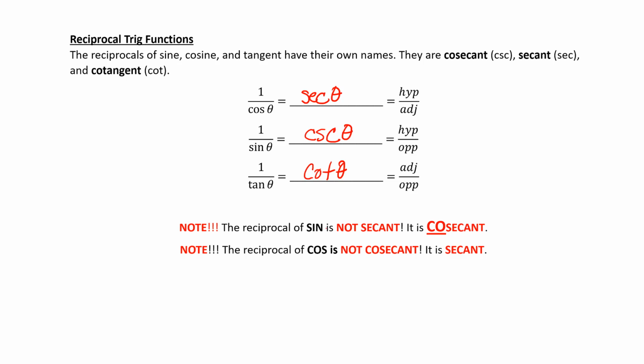The only tricky thing here is that the reciprocal of sine is not secant, it is cosecant. That's a little bit tricky because you would expect 1/sine to be secant and 1/cosine to be cosecant, but that is not the way it is. The way it is that 1/cosine theta is secant theta and 1/sine theta is cosecant theta. So that's a little bit tricky.